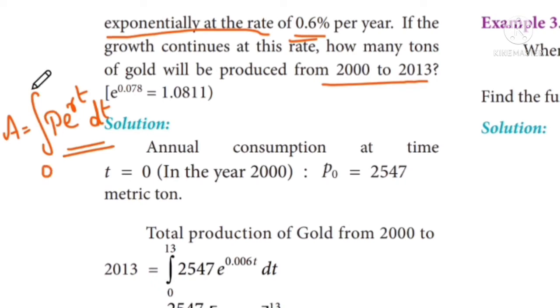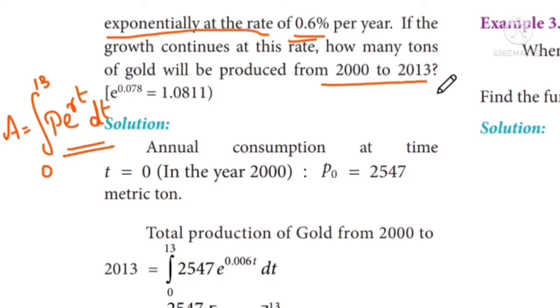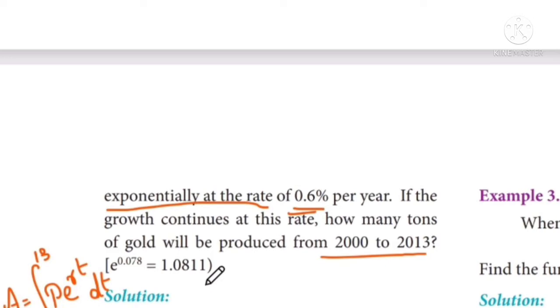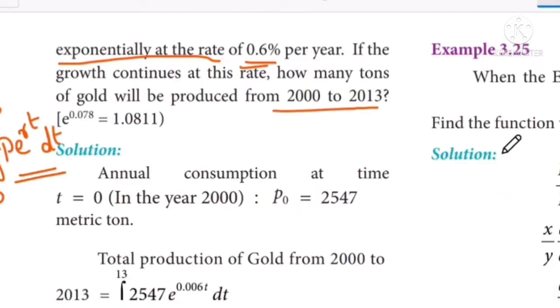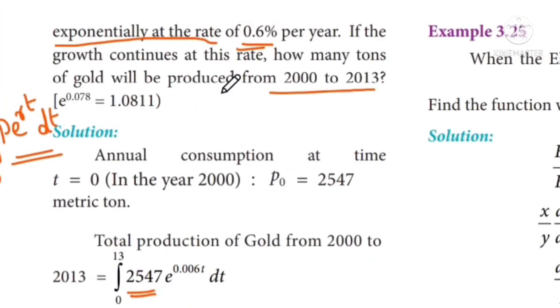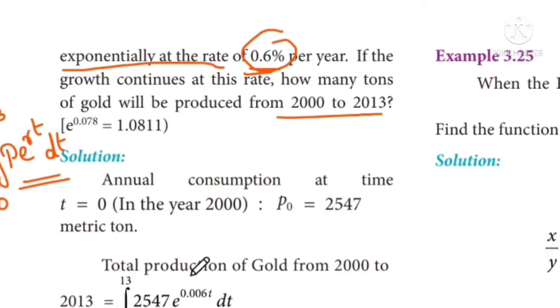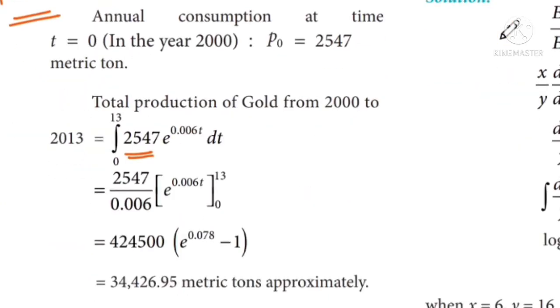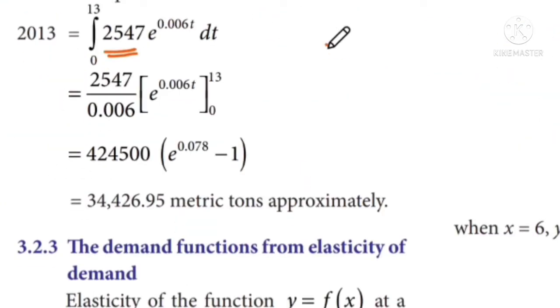The limit is from 0 to the number of years. So here 13 years, from 2000 to 2013, 13 years. So 0 to 13. P is the initial amount. Initial amount is 2,547 metric tons. e power 0.006 into T. That is because the rate is 0.6%. Your R is the rate. So 0.6% means 0.6 by 100, that is nothing but 0.006 into T.